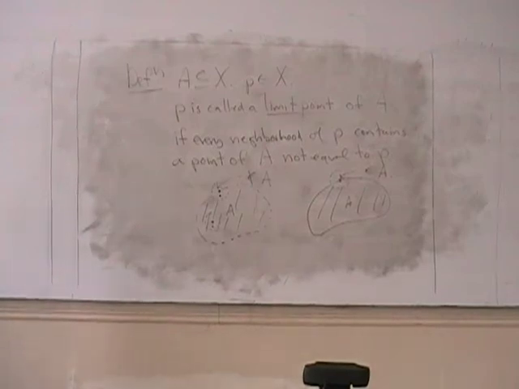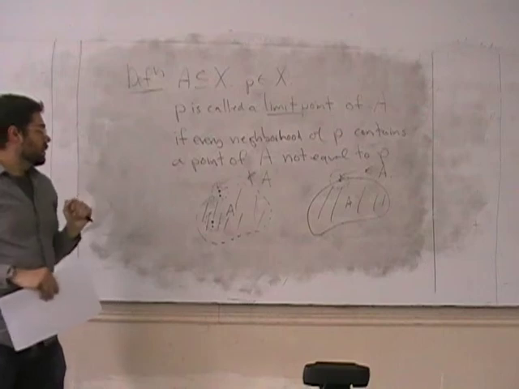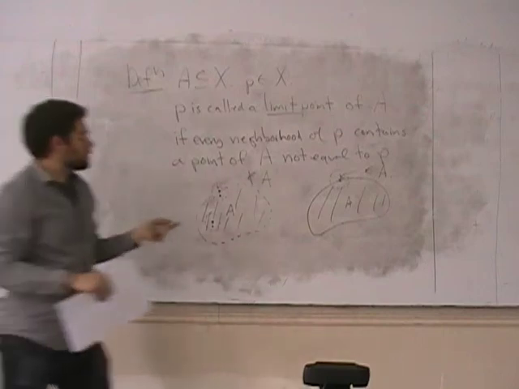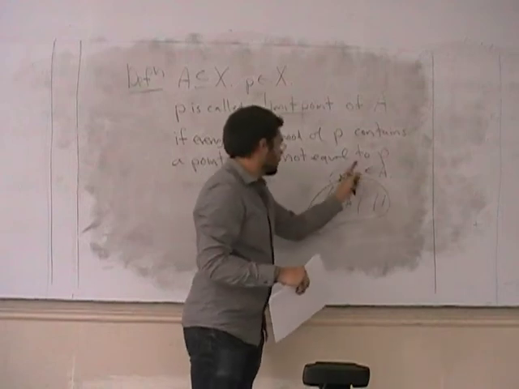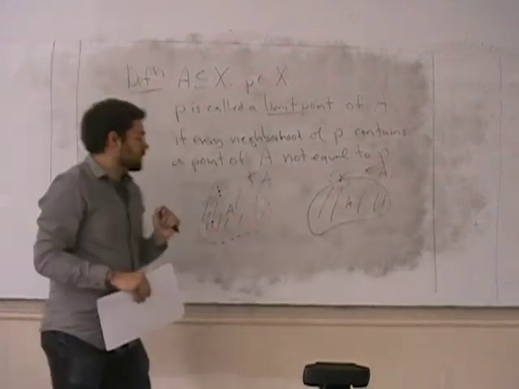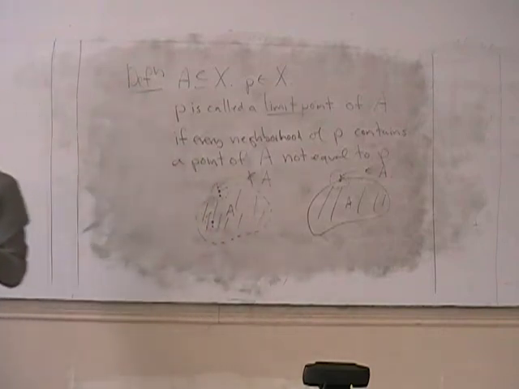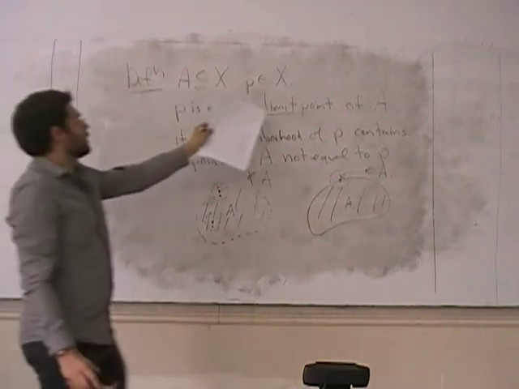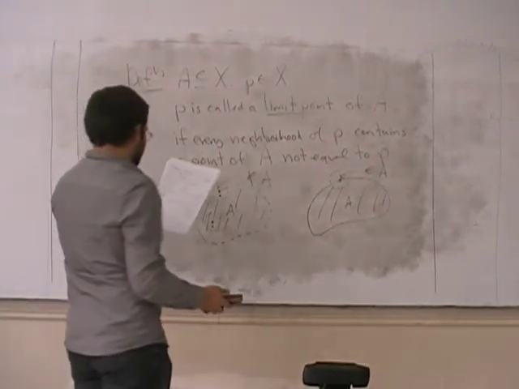In fact, by drawing these pictures, you should see the connection between this idea and whether or not a set is closed. This set, if I include these points here, I could be talking about a closed set. But if I don't include those points, I'm not talking about a closed set. So this idea of limit point gives an easy way to understand what it means to be a closed set.